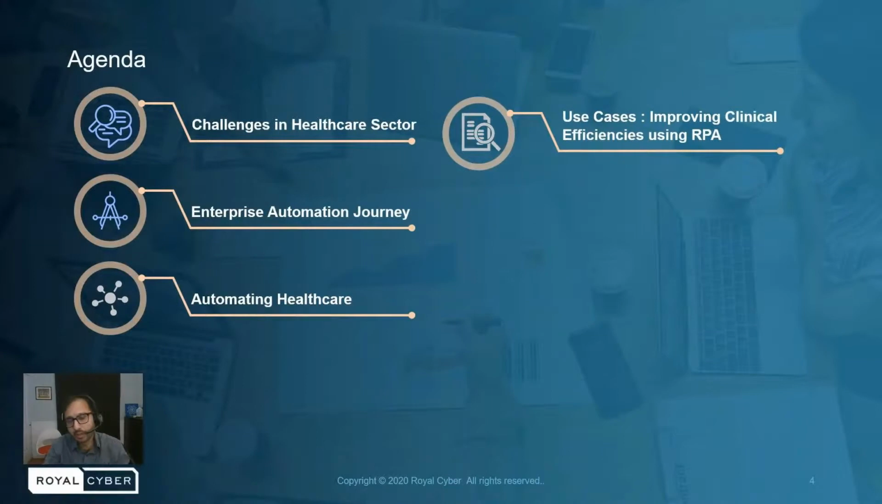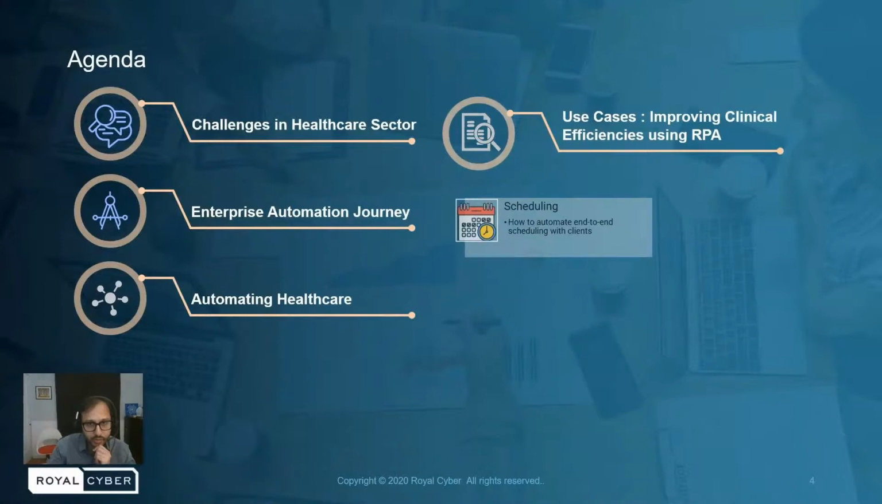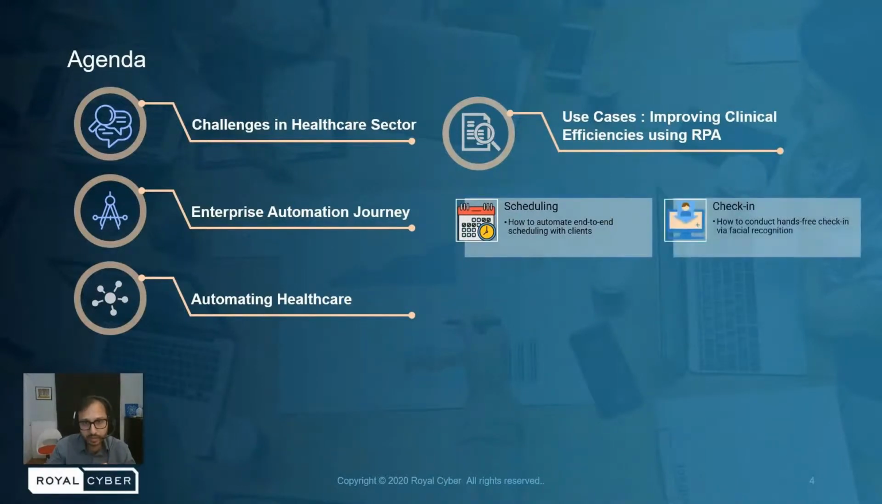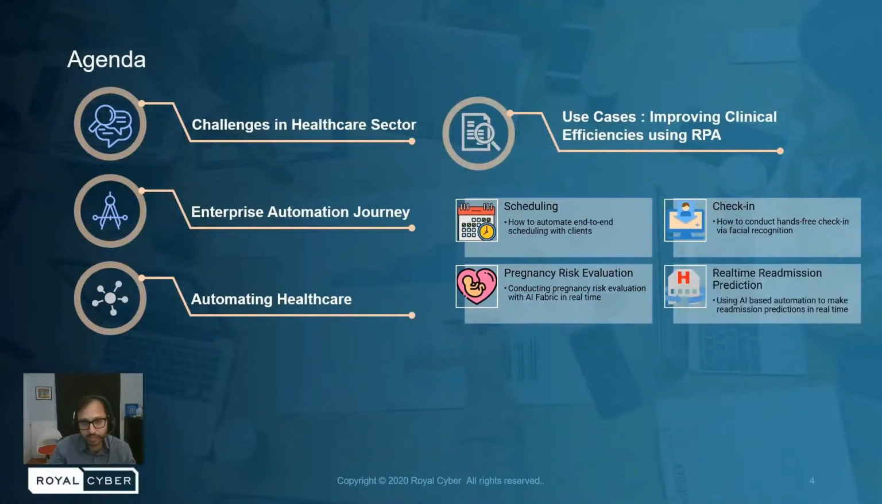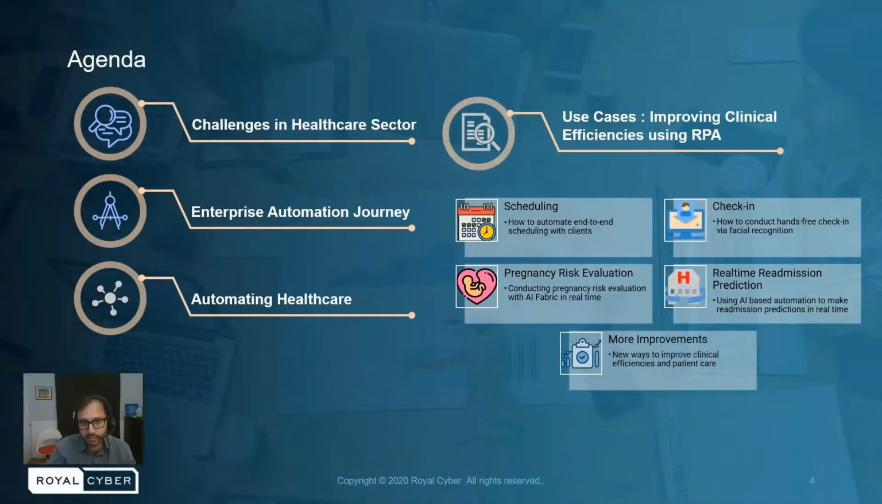Her focus areas would be on use cases like how to automate end-to-end scheduling with clients, how to conduct hands-free check-in via facial recognition, conducting pregnancy test, pregnancy risk evaluation with AI Fabric in real time, using AI-based automation to make readmission predictions in real time, and some new ways to improve your clinical efficiencies and patient care.